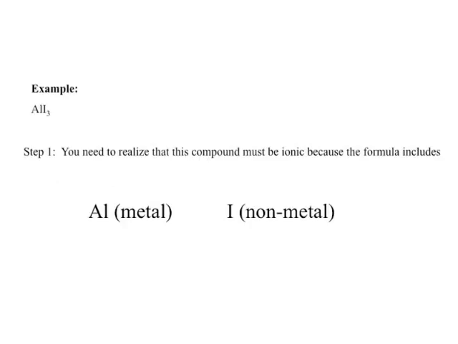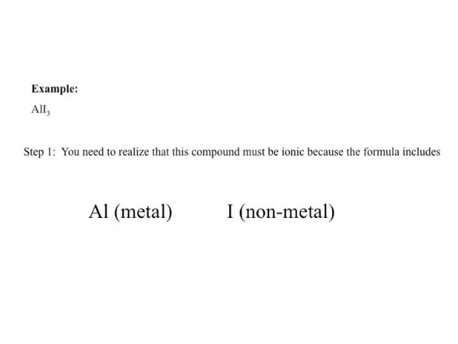So let's look at an example of how to name the ionic compound for a given formula. Let's move to the next slide. So, first example, the formula is AlI3.